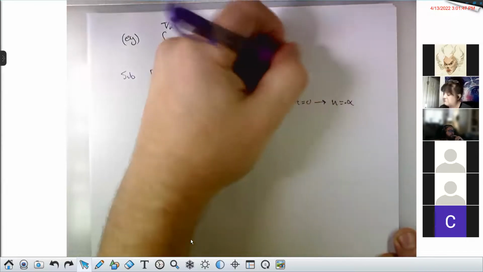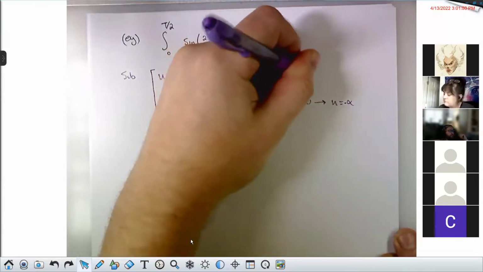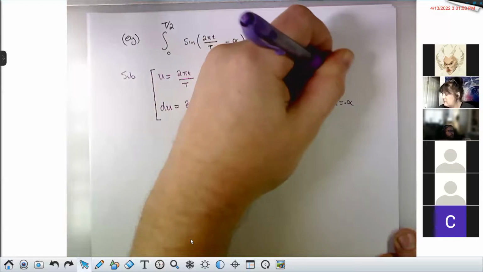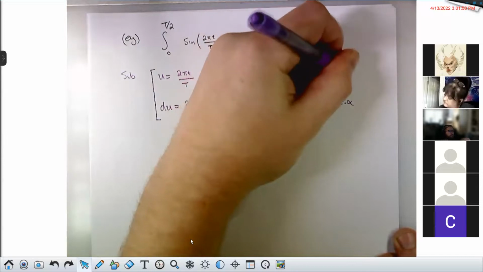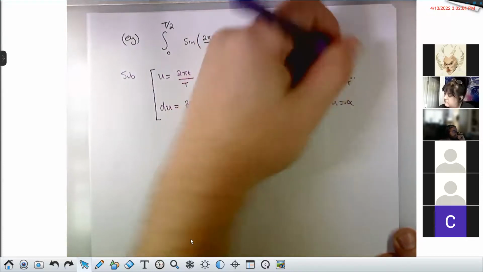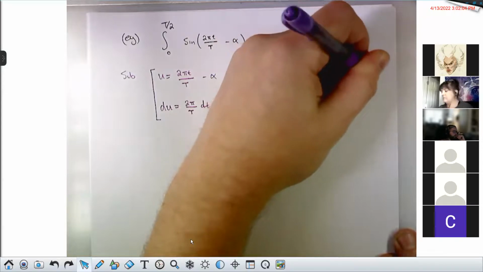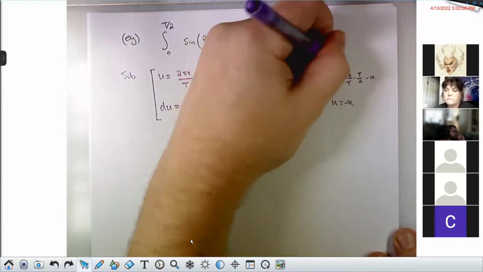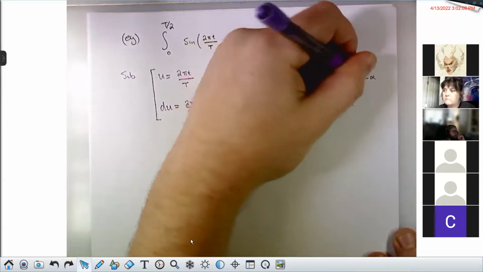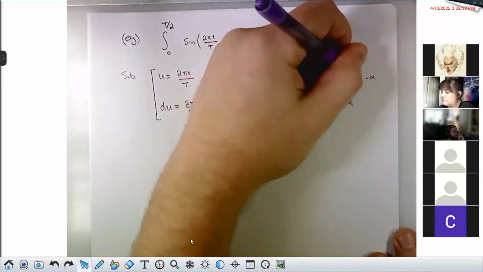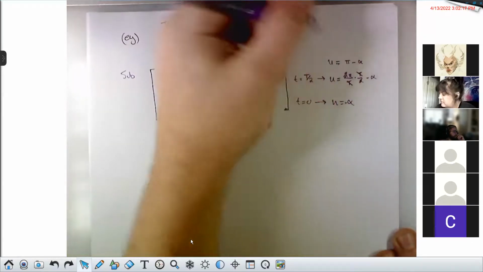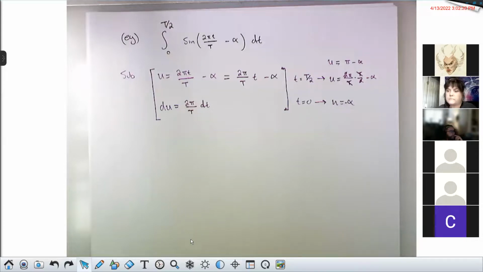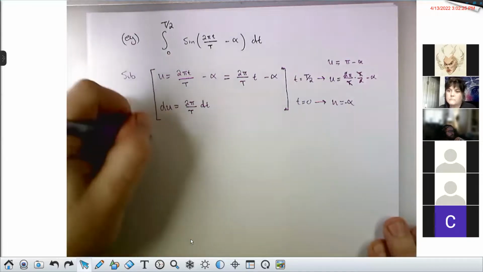And when little t is equal to big T over 2, u would be equal to, well, what happens if I plug big T over 2 in here? This is going to be 2 pi over big T times big T over 2 minus alpha, which is, I'll do it up here. You can cancel the 2's, you can cancel the T's, and you get pi minus alpha. So my new integral is going to run from negative alpha up to pi minus alpha.